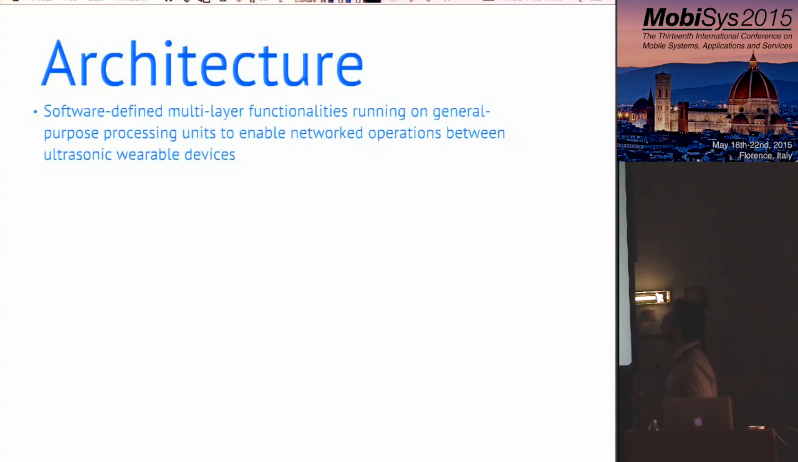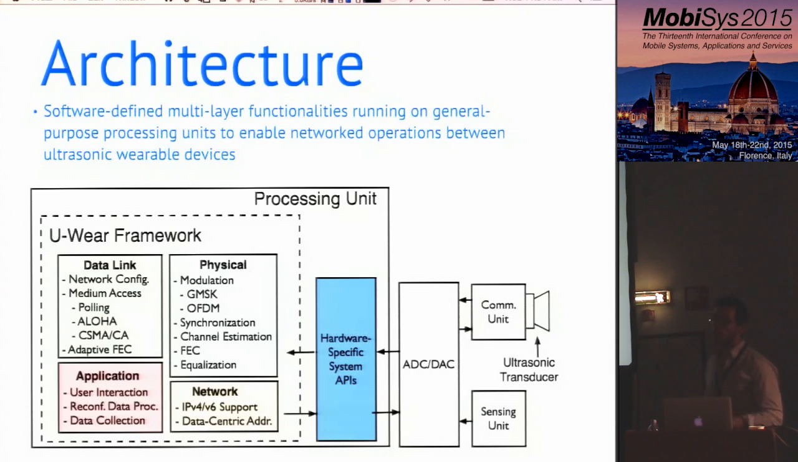So, UWare is a collection of software-defined multi-layered functionalities that we use for networking wearable devices. It runs on general-purpose hardware, so it could be a microcontroller, microprocessor, or even an FPGA. And it is interfaced with the hardware through hardware-specific system APIs.